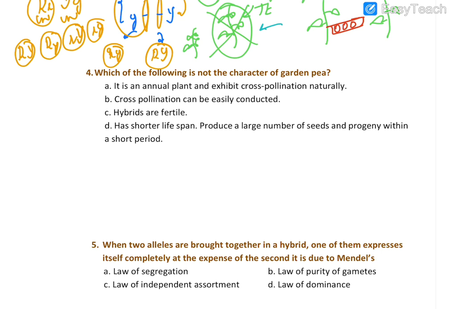Which of the following is not the character of garden pea? Some information related to the garden pea plant. The scientific name is Pisum sativum. It belongs to family Fabaceae. It is a plant that completes its life cycle within one year, so the plants are called annual.